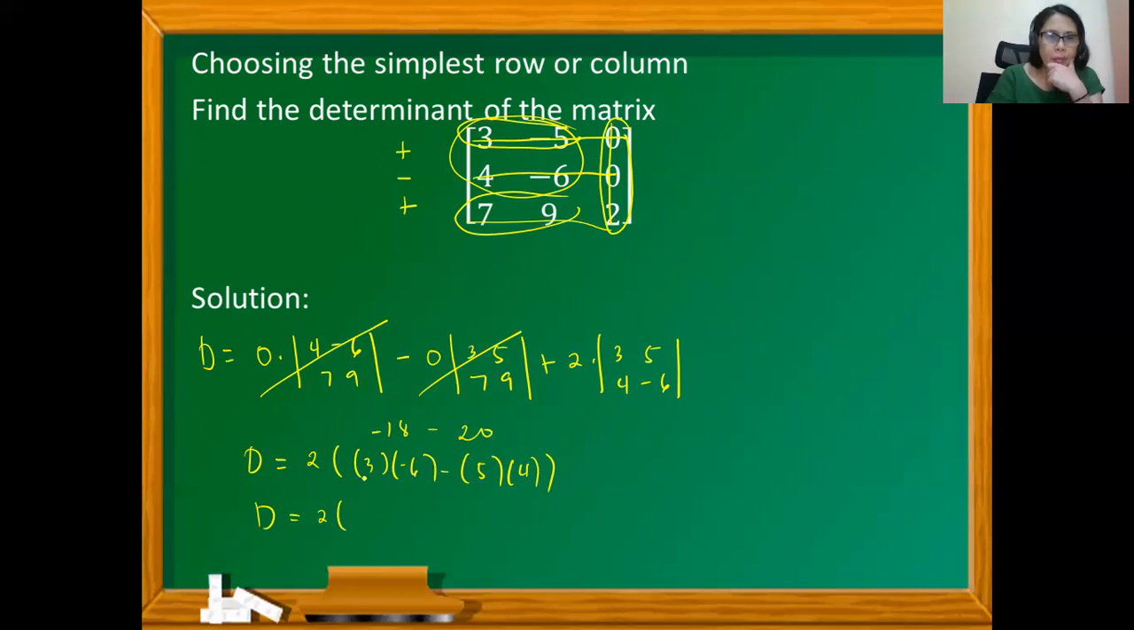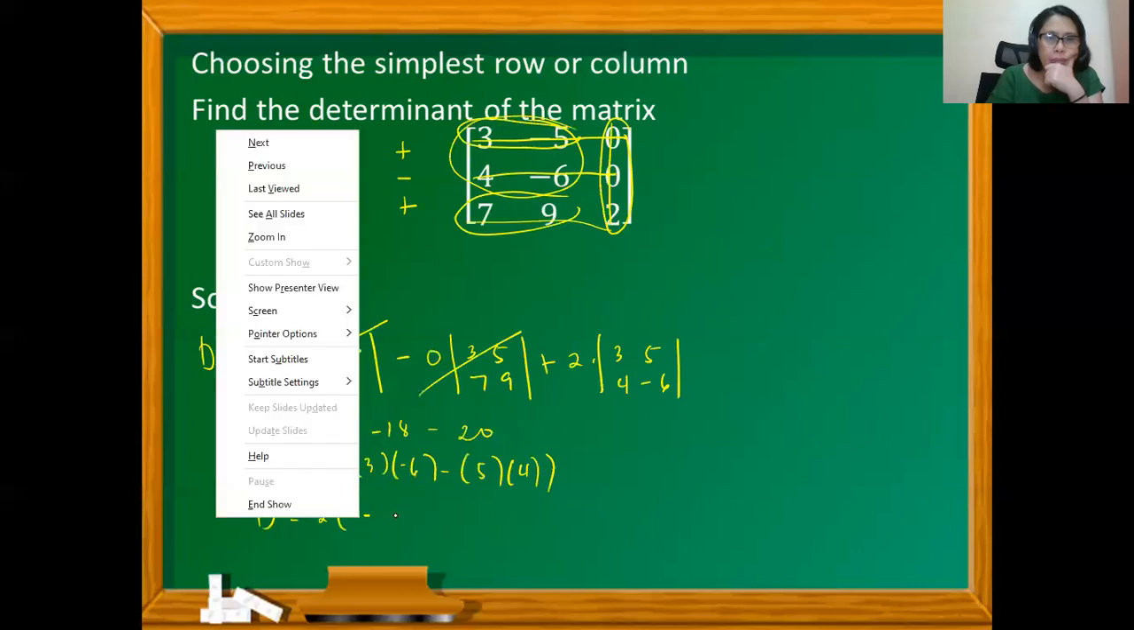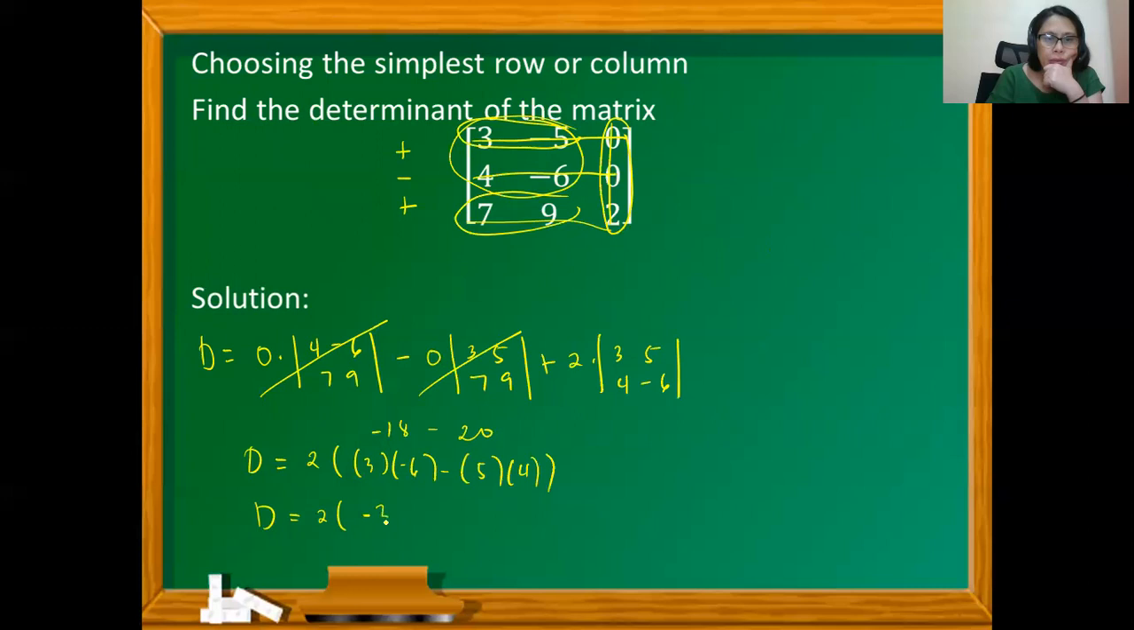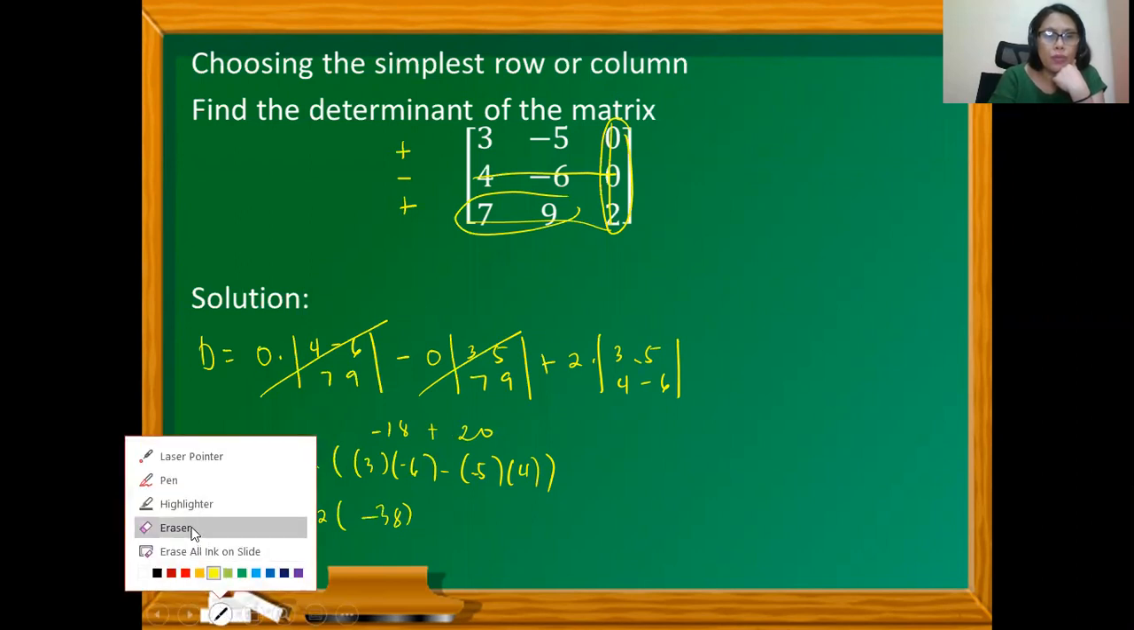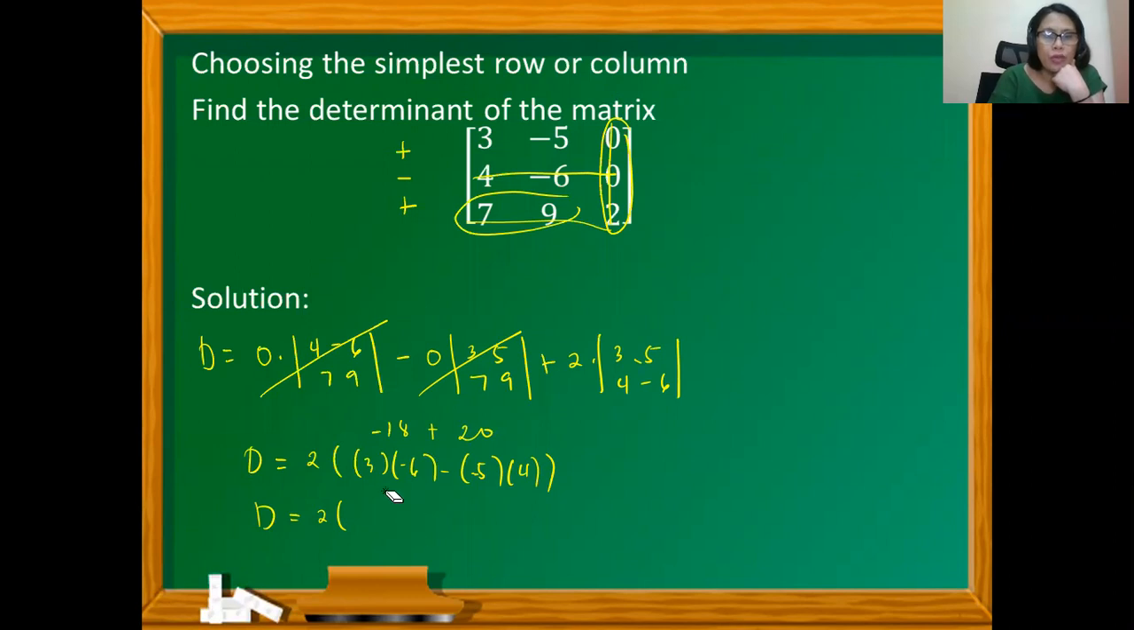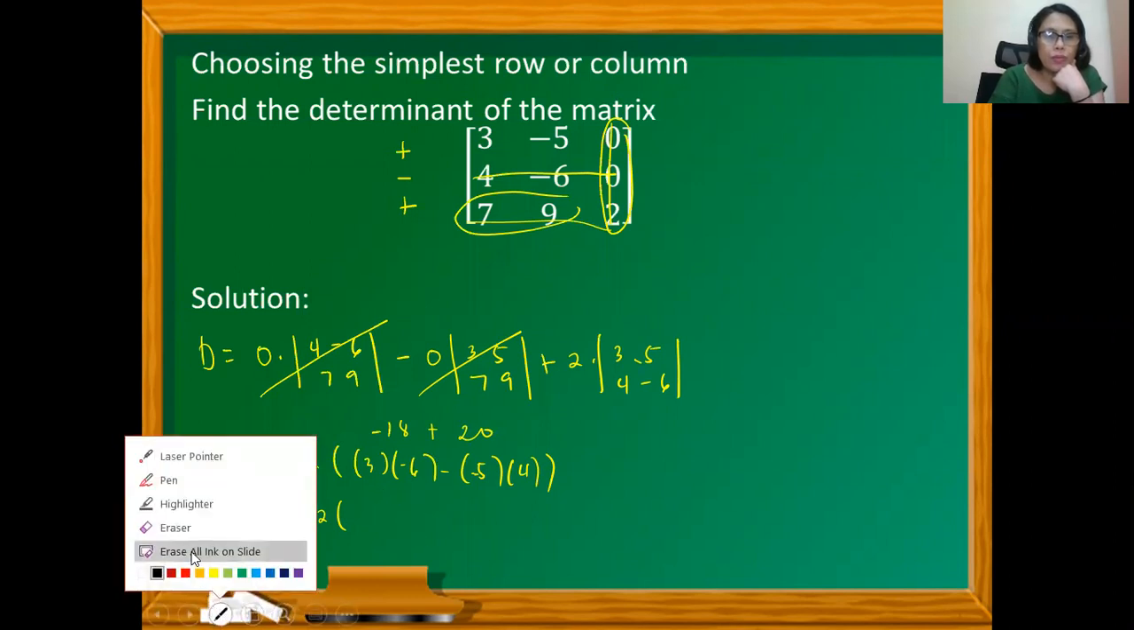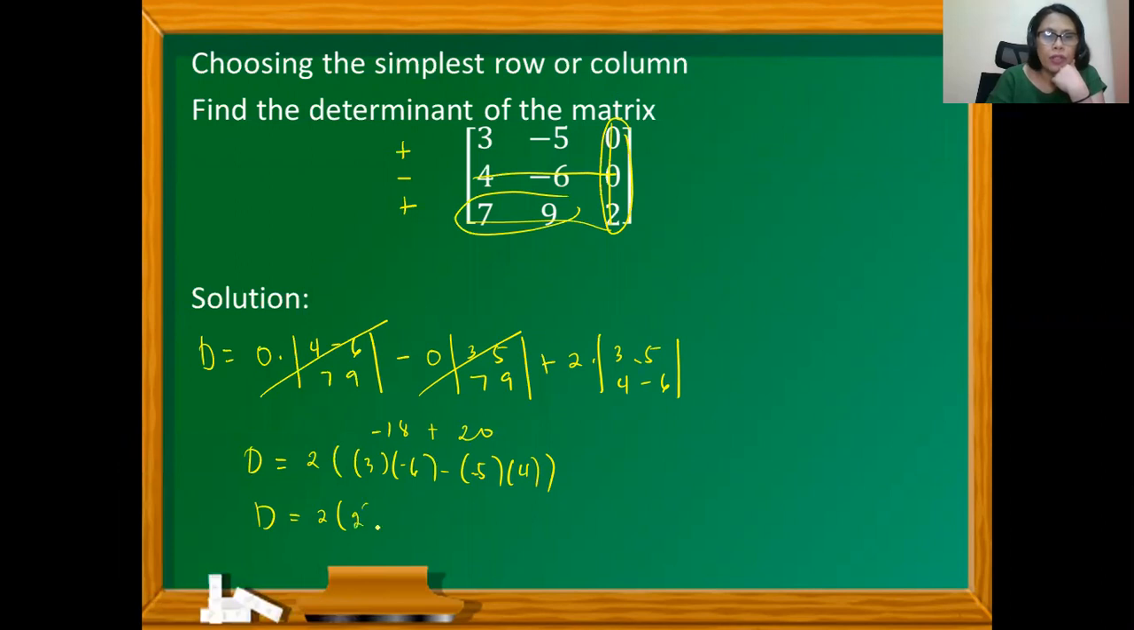So this is negative 38. But we have to note that this is negative 5. So we have to do the necessary correction. This is negative 5. So this is plus 20 now. So this is 2 instead. So this is positive 2. So D equals 4 here.